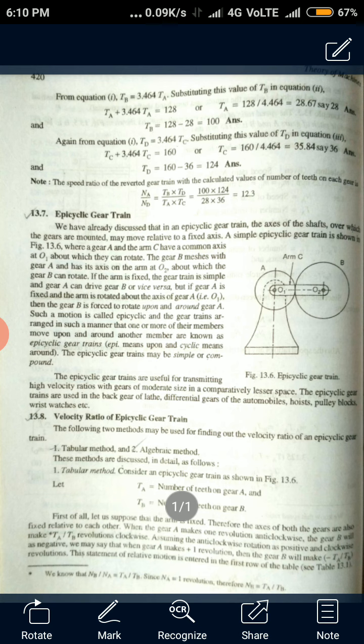So we again have two types here. One is a simple epicyclic gear train. That means if you have only one gear rotating upon and around another gear, it is a simple epicyclic gear train. Next we have the compound epicyclic gear train. That means more than one gear is rotating upon and around another gear. Then it is a compound epicyclic gear train. This is also asked in the exam: explain an epicyclic gear train.